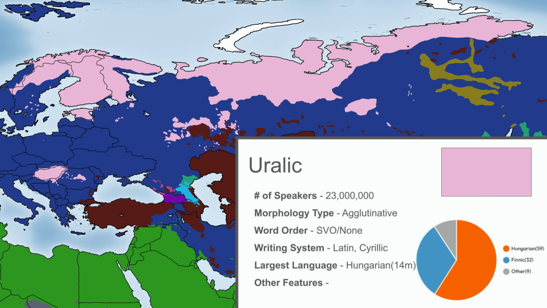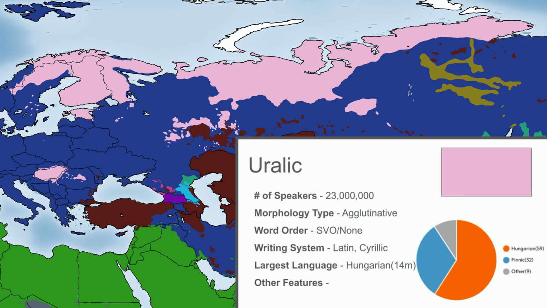The Uralic languages are spoken by around 23 million people throughout Central and Northern Europe, as well as Russia. The Uralic languages are a classic example of agglutination and either use the SOV word order, or in some cases, have extremely variable word order. Many Uralic languages use Latin script, but as many are in Russia, some also use Cyrillic. The most spoken Uralic language is Hungarian, with around 14 million speakers.